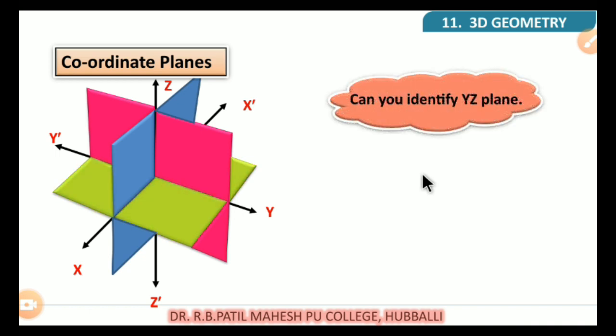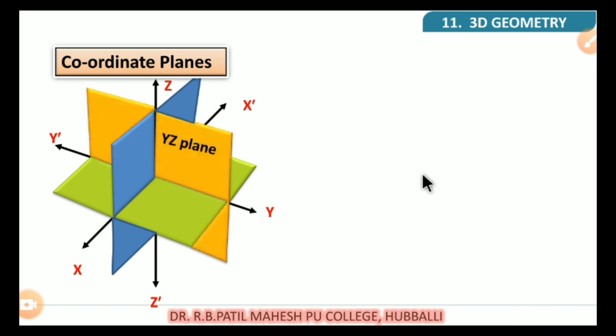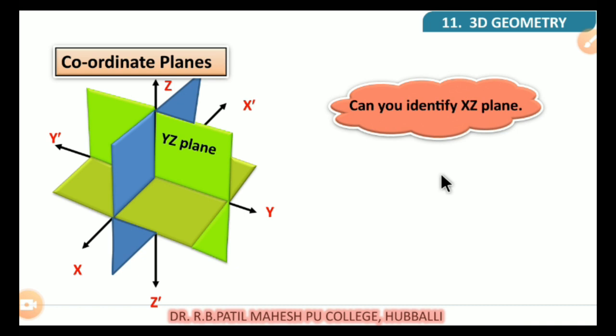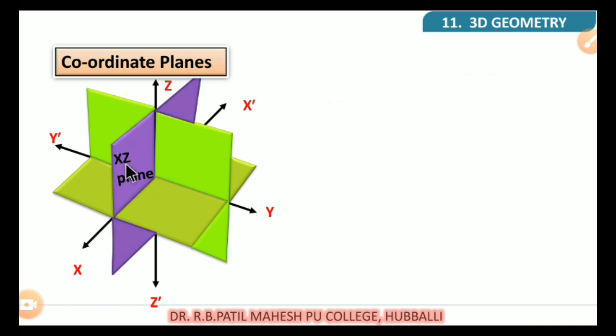Similarly, can you identify a yz plane? See here this blinking plane, it contains y and z axis, so that it is yz plane. Similarly, this is xz plane, so it contains x and z axis, so that there are three coordinate planes in the 3D space.